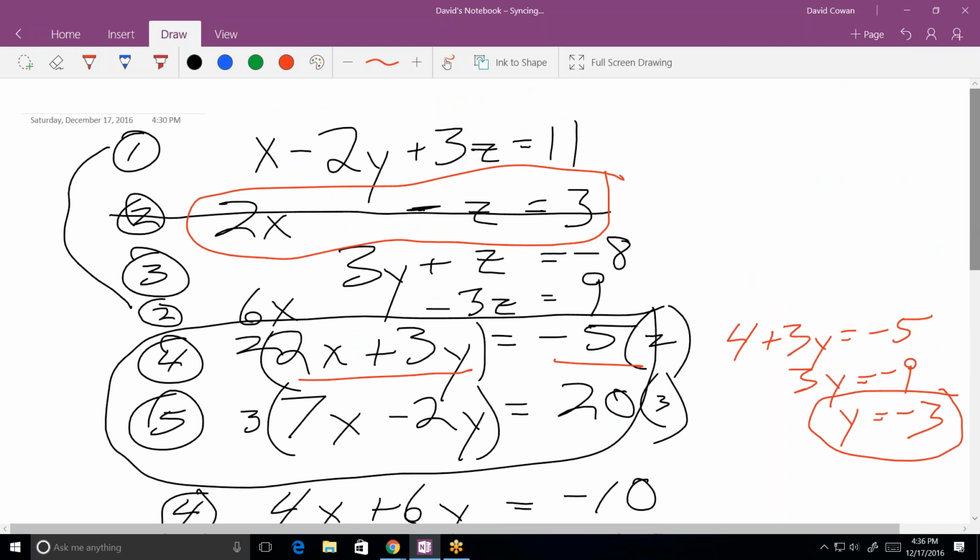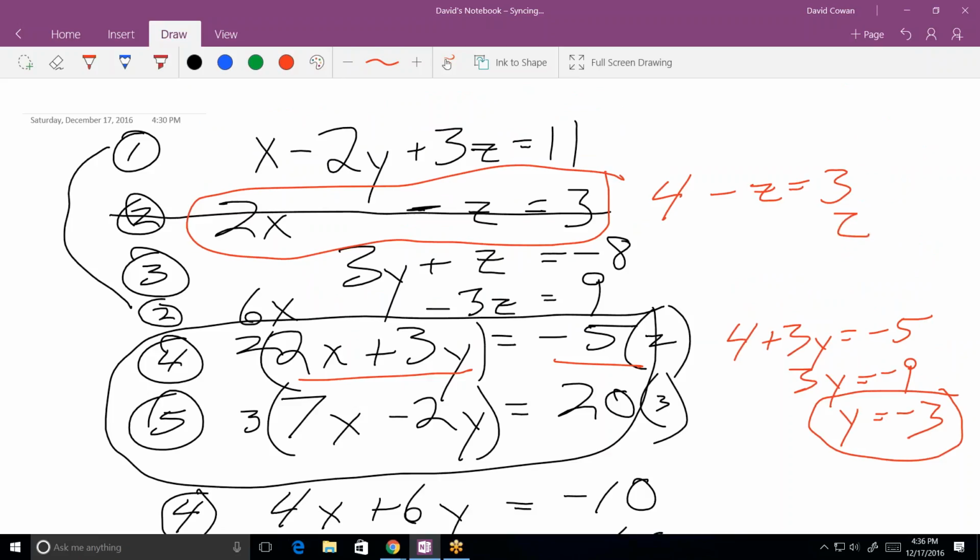So I've got 4 minus z equals 3. Take the z over to the other side, bring the 3 over, and z equals 1. There's all three solved for.